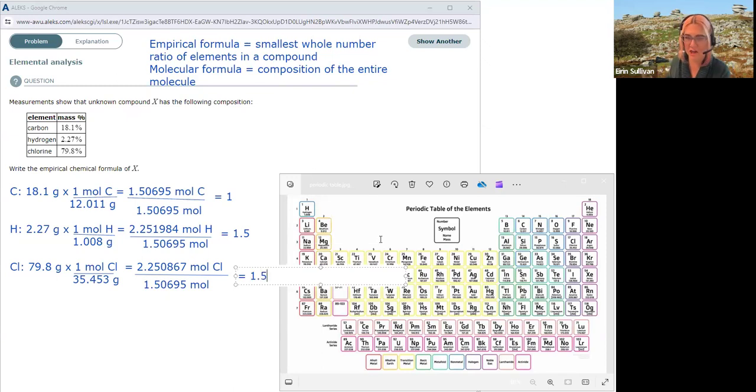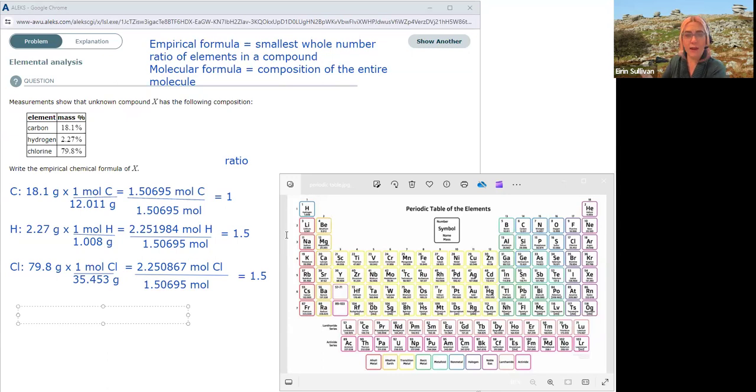Like, it's not going to be that accurate, okay? So this is our ratio. As you can see, it's not a whole number ratio. Our definition of the empirical formula is the smallest whole number ratio of elements in a compound. So at this point, you may need to multiply by an integer just to tidy that up and get whole numbers. And remember, if you have to multiply through by an integer, you've got to do it to all of them.